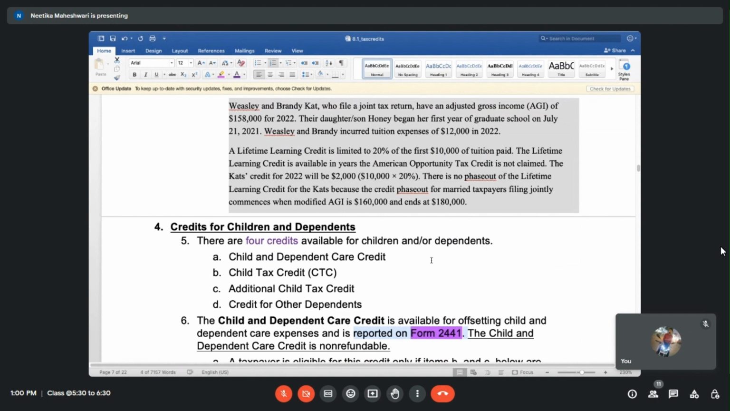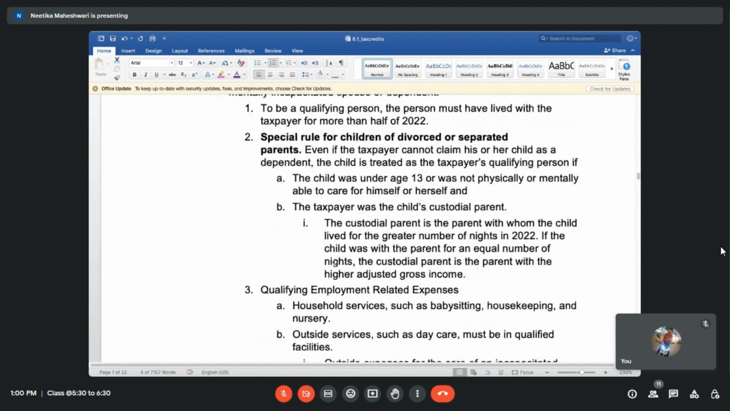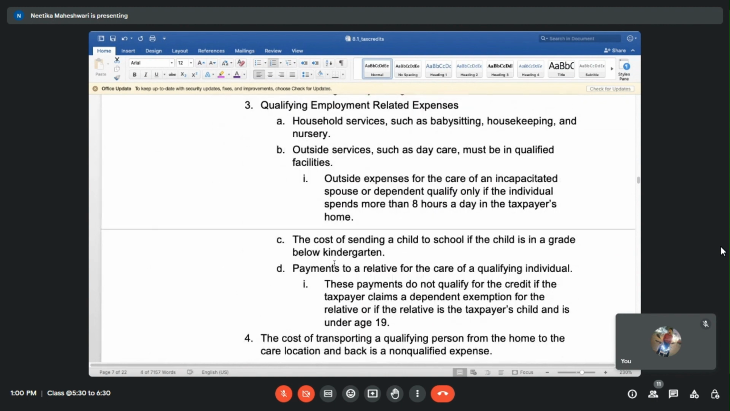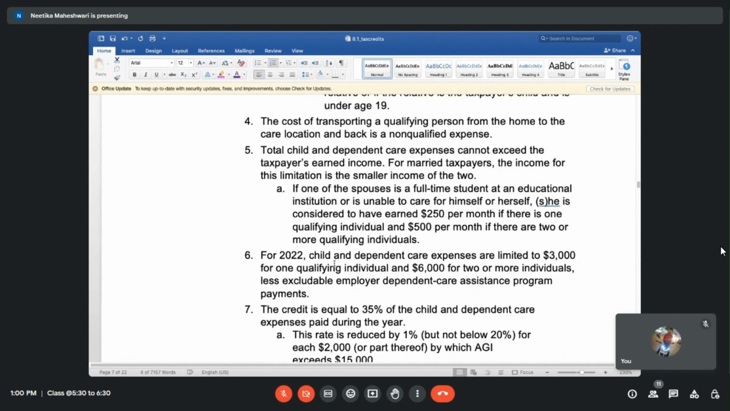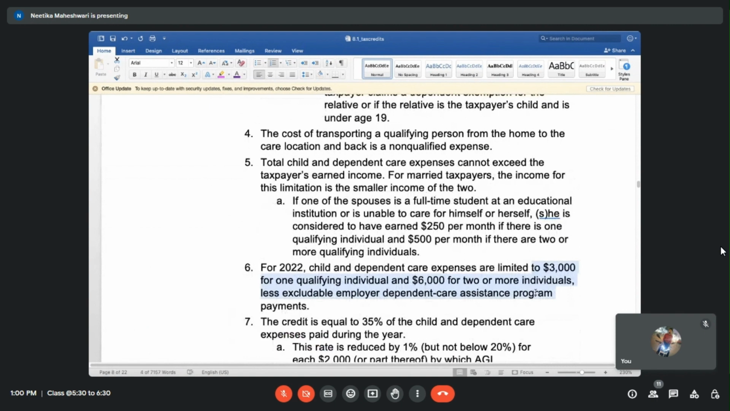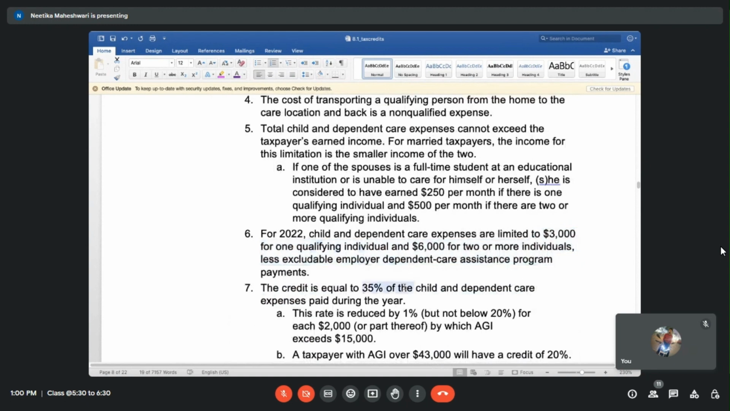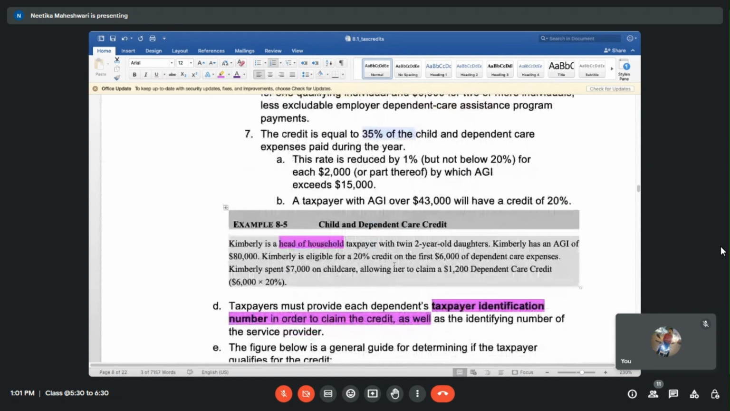Important is to have the SSN or EIN number and the details of the service provider. The payment should have been made to an outsider, not to any relative and all those things. We looked into all of that. Either both of them need to be students or working; otherwise it's not allowed because that doesn't serve the purpose. The maximum you can claim is 3,000 for one dependent, so 6,000 for two or more, and the credit is equal to 35% max, but it gets phased out as the AGI increases.